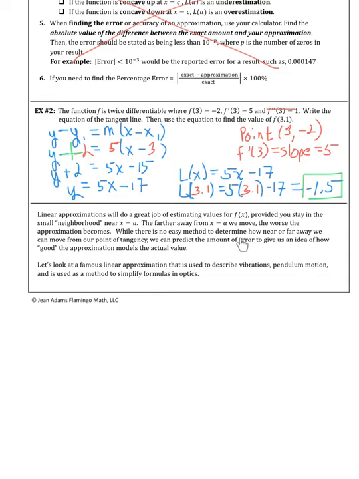While there's no easy method to determine how near or far away we can move from our point of tangency, we can predict the amount of error to give us an idea of how good the approximation models the actual value. That's the part in our notes today that we're not going to focus on. But we are going to look at a famous linear approximation that's used to describe vibrations, pendulum motion, and is also used as a method to simplify formulas in optics.